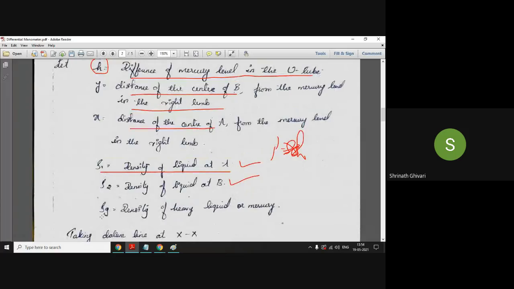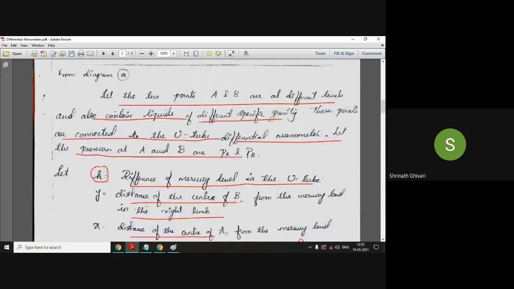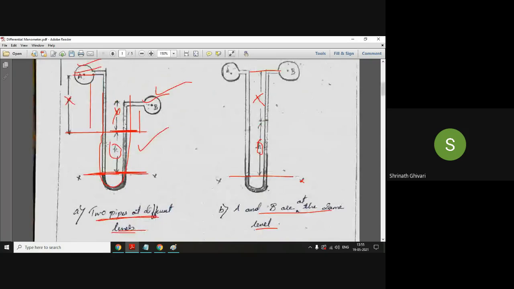So what is ρg? It is the density of heavy liquid or mercury. You can write it just as ρH. It is better to write ρH because it is the density of heavy liquid. If you write ρg, it will look like the density of gas, so it is better to use another denotation here. You can write anything if you like, but you have to specify that it is the density of heavy liquid or mercury. Now, which is the datum line over here? XX is the datum line.